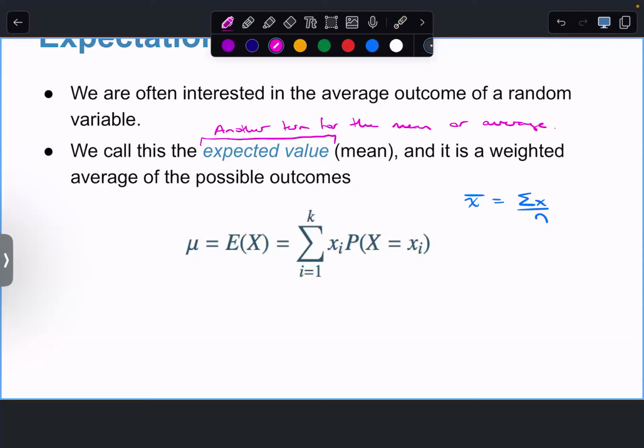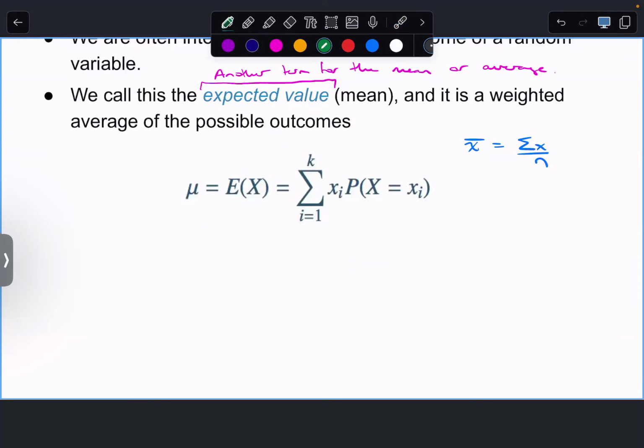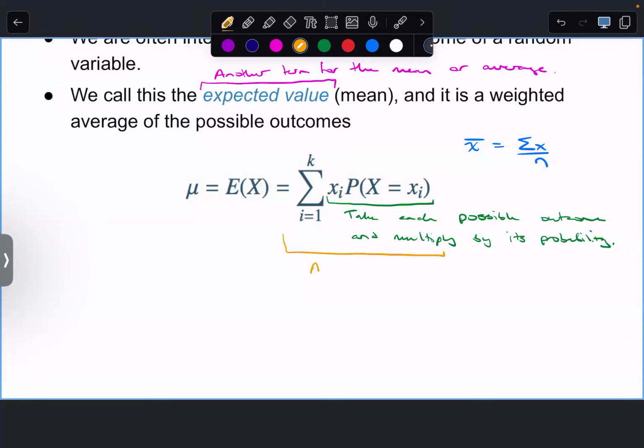And so here, take each possible outcome and multiply by its probability. And then add those up. And then you get the average.